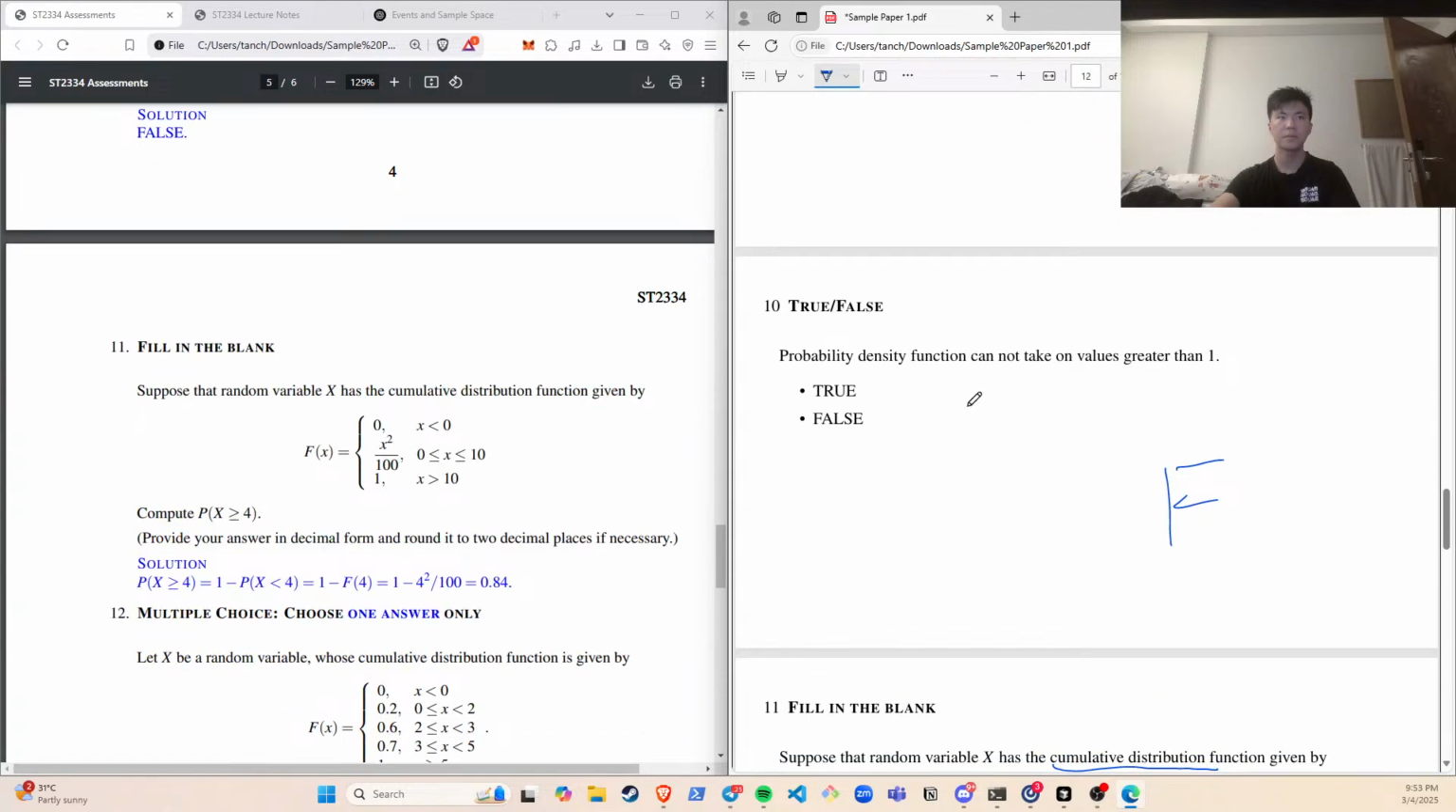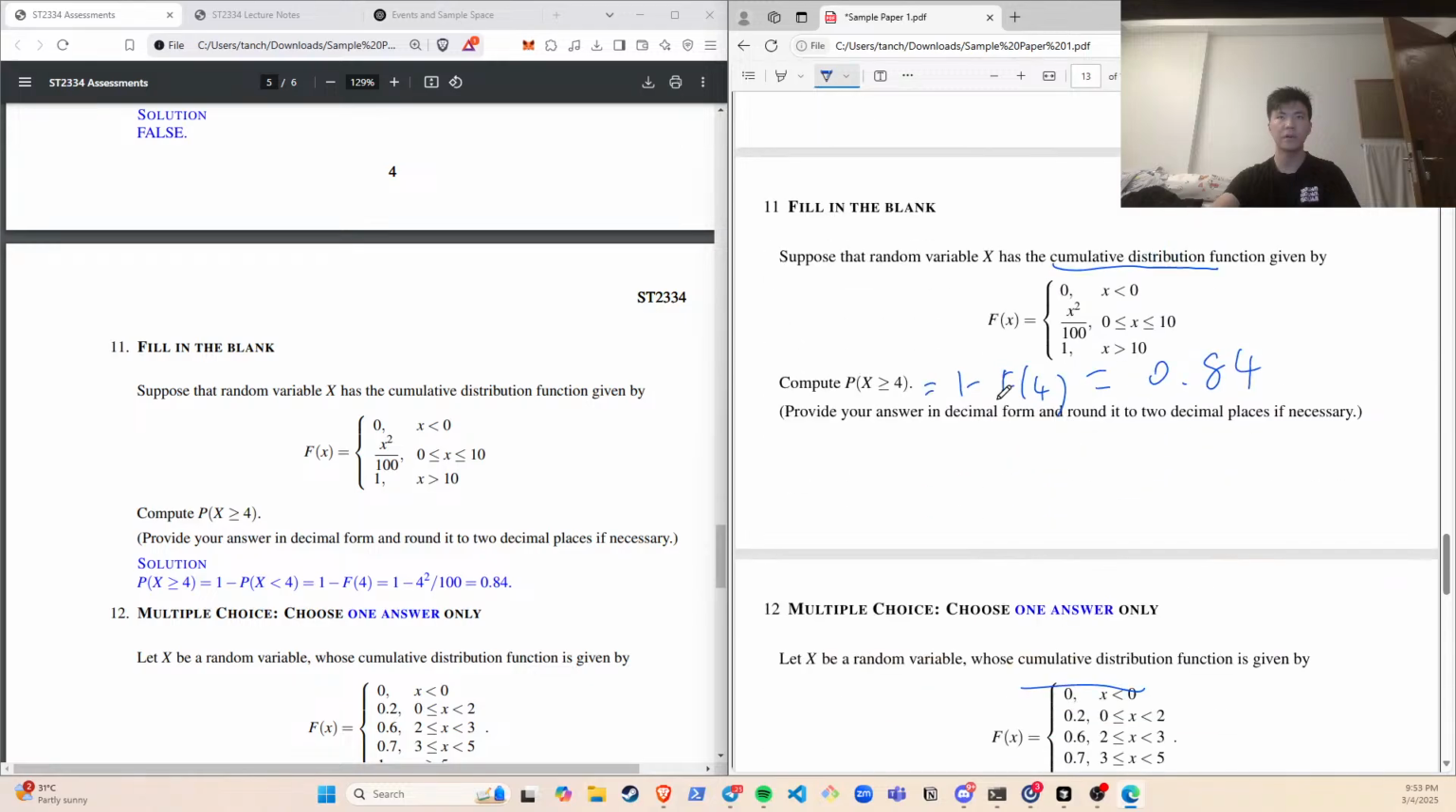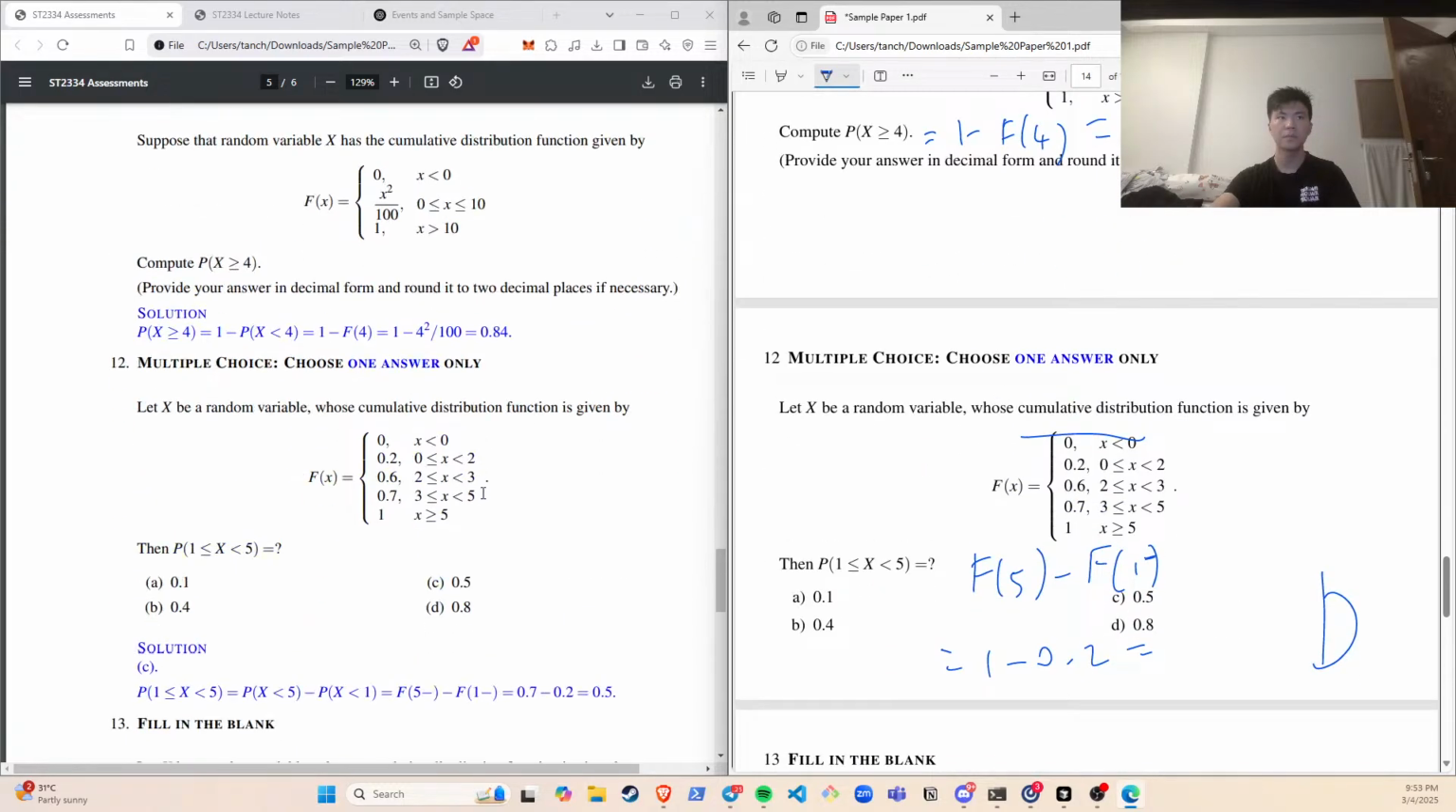False. 0.84. Okay, so this is strictly less than. So actually this should be 5 minus, right? So yeah, okay, this one I got it wrong.